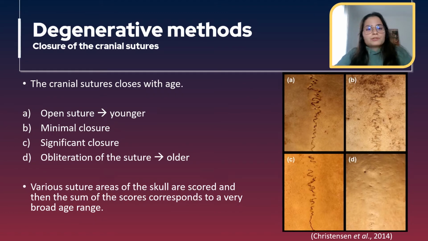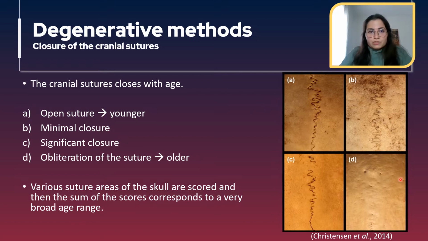And now we are going to start by seeing the methods based on the degenerative changes. As I said last week, they are very variable because the degenerative changes can be affected by a lot of different factors such as genetics, environment, and physical efforts. The first method is using the closure of the cranial sutures. It is known that the cranial sutures close with age. However, this is very variable between people, and because of this the method isn't very used. I'm only going to show you shortly how this works.